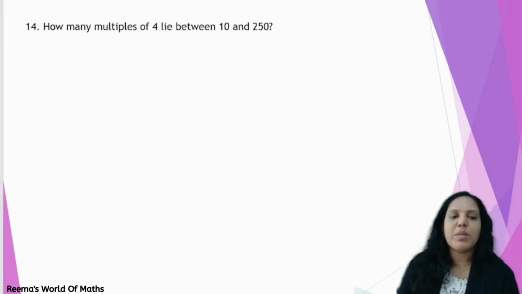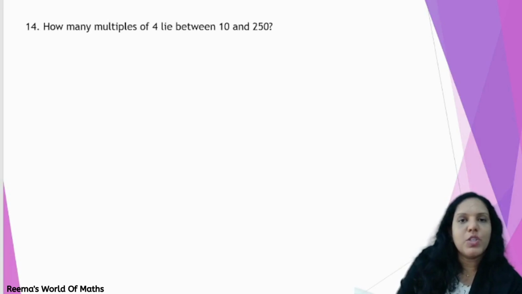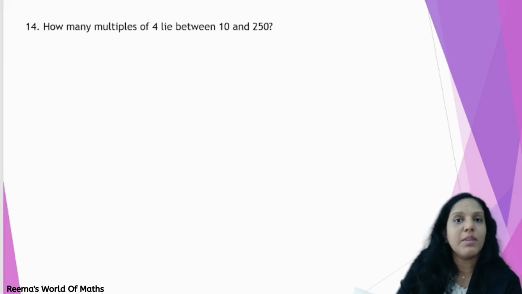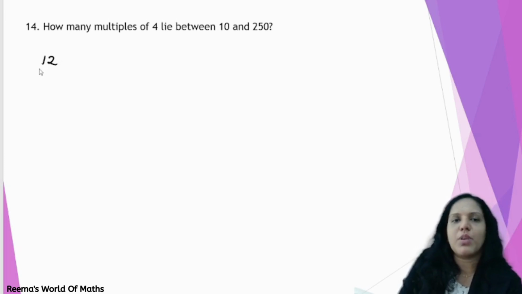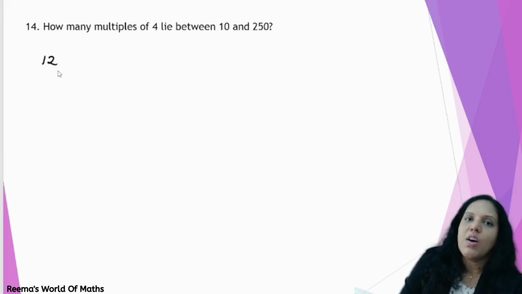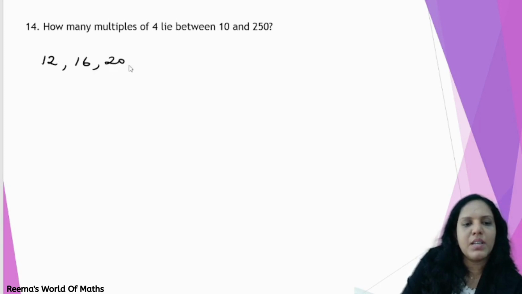Next question: how many multiples of 4 lie between 10 and 250? We know the first number which is divisible by 4 after 10 is 12. We can see 10 is not a multiple of 4 and 11 is also not. So after 10, 12 is the first term of the series. 12 is the first number after 10 which is a multiple of 4. So 12 will be the first term, and the second term will be 16, then 20, 24.